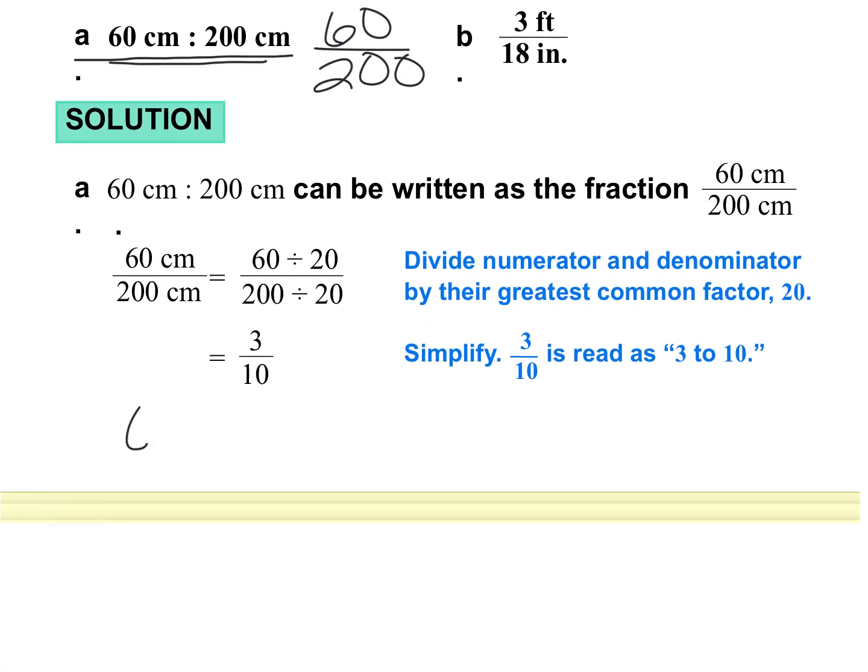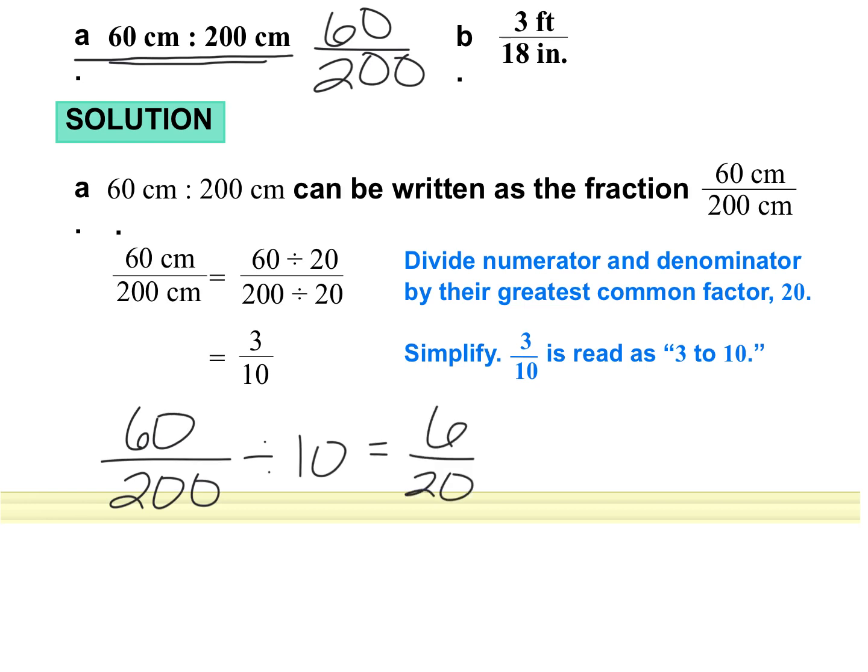So if I have 60 over 200, we want to ask ourselves, what's a number that goes into both of those? 10. Okay, let's start with 10. If I divide both of those by 10, what do I get? 6 over 20. Can I go farther? Yes. Right. 2 goes into both of those. Okay. Divide by 2. 3 over 10. Can I go farther? No. 3 over 10 is the farthest I can go with that one.